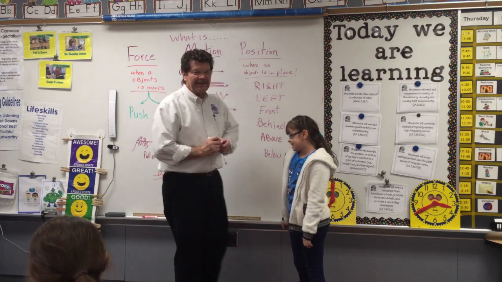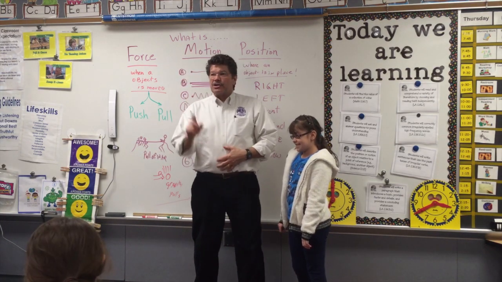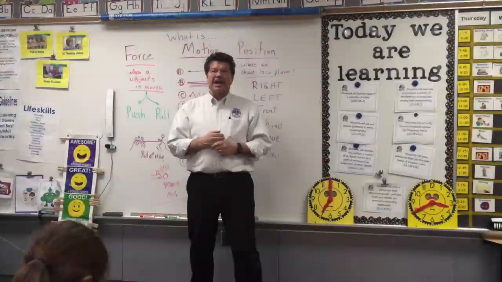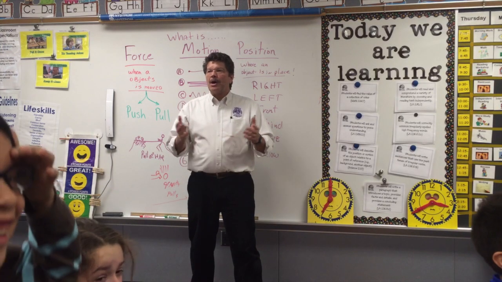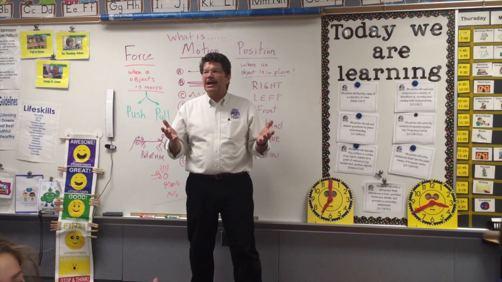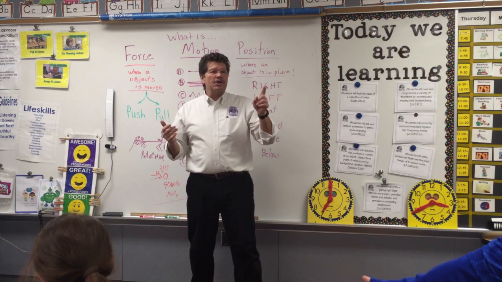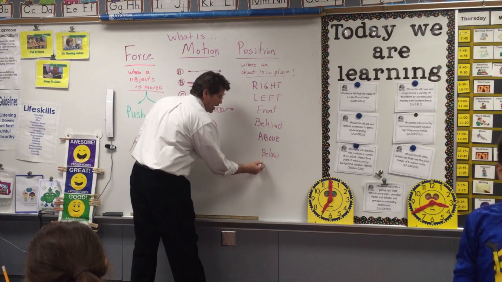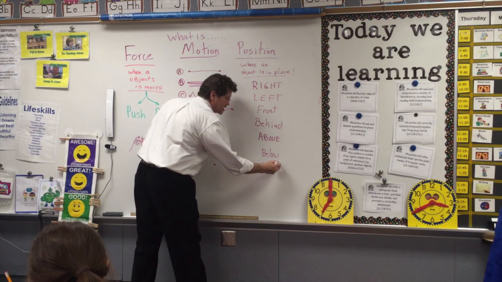Okay, ready? This is a good one. Shut one eye. Look at her. Shut both eyes. Okay, open your eyes. She's not in here. Where is she? She's out there. What word should we use? Outside. She is outside. And Ashley, come on back.